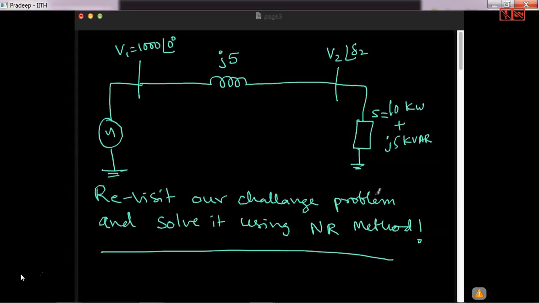Okay, so this is our problem. So now we want to solve this problem using Newton-Raphson load flow. So very straightforward, we can solve it. So let's see how to solve it. So first thing is I want to convert to per unit.